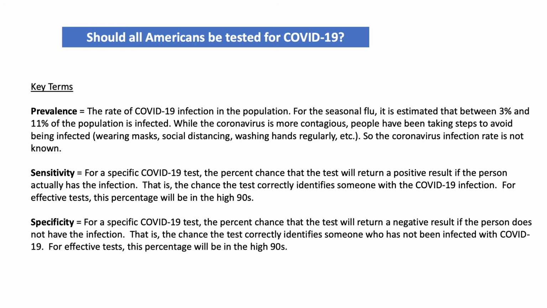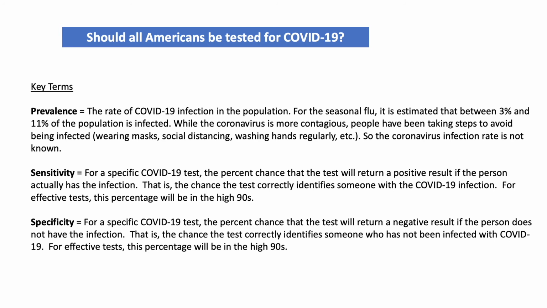For the flu, it's 3 to 11% of the population each year is infected. Now, we don't really know what that number is. We think the coronavirus is more contagious than the seasonal flu, but also we have a lot of mitigation measures going on, like wearing masks, social distancing, washing hands, and so on. The sensitivity and the specificity are related to the test itself. So for a specific COVID test, the sensitivity is a percent chance that the test will return a correct positive result if the person actually has the infection.